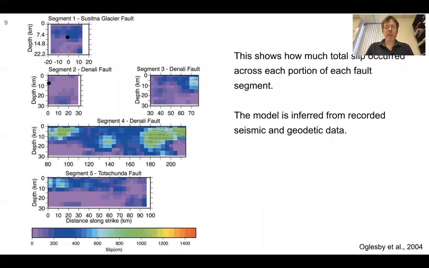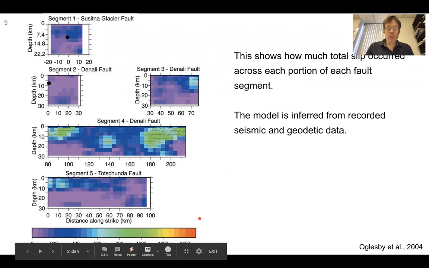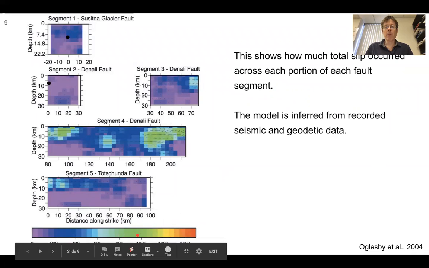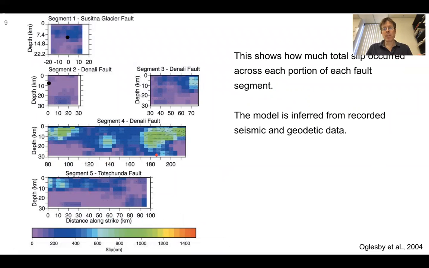And this shows the final amount of slip for this model. This shows across each fault segment. And so this is inferred from recorded seismic and geodetic data. And the scale down below is shown in centimeters. So the yellows here would be in 12 meters of slip, the greens in 10 meters of slip. This shows distance along the fault segment from that previous fence diagram. And this shows the depth. So we're looking at sort of down to 30 kilometers depth. And you have these slip patches that are up to 10 meters of slip.